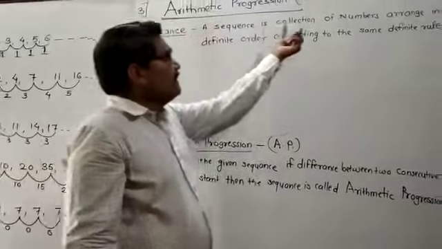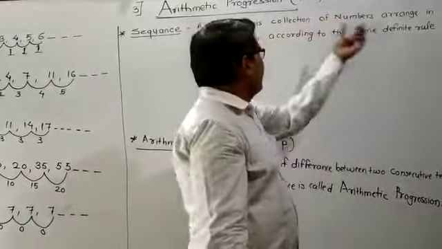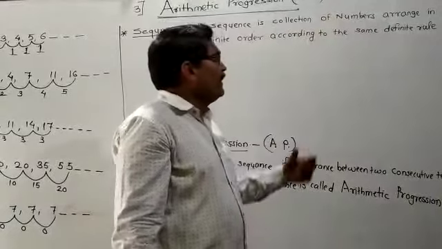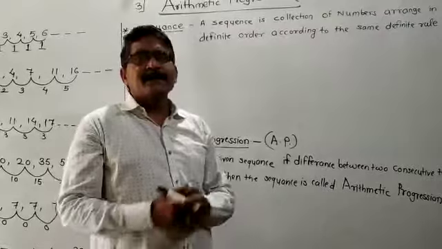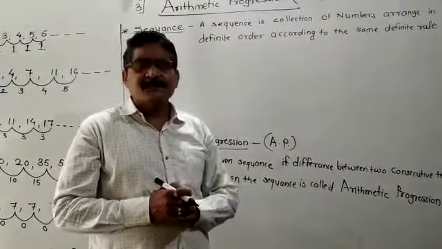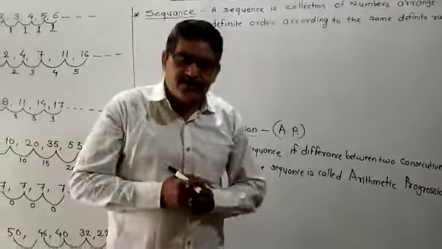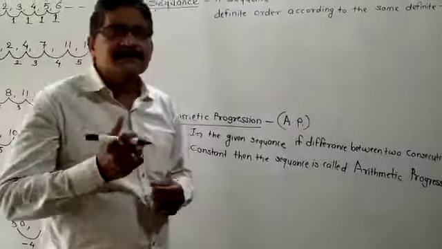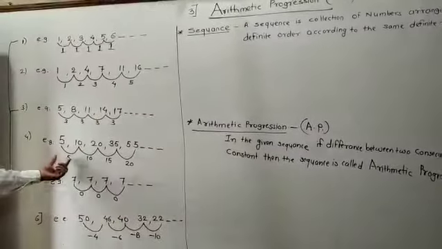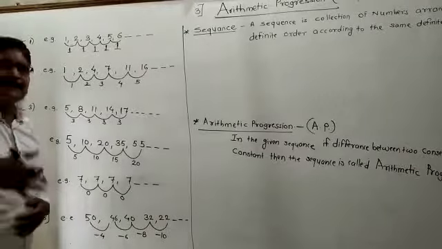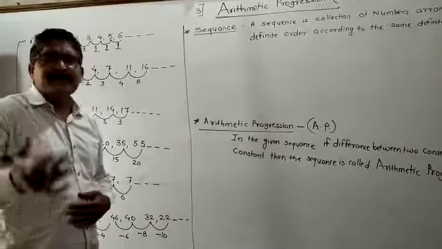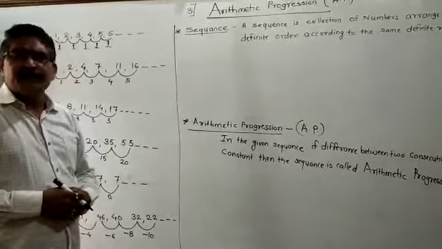A sequence is a collection of numbers arranged in a definite order according to the same definite rule. Means according to the same definite rule, the numbers are arranged. Then what is the same definite rule? If you observe here, the difference is 5, 10, 15, 20. After that, by the definite rule, they increase by 25, then 30. Everybody understand?